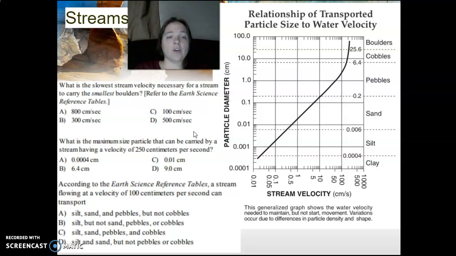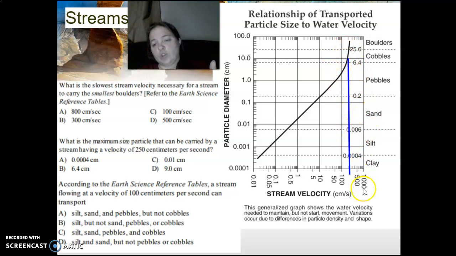All right, so I've gathered a couple of Regents questions that have to do with this diagram, this table, this graph. You could be taking the Regents and it'll ask you, what is the slowest stream velocity necessary for a stream to carry the smallest boulders? So I'd go right here to the lowest end of the boulders. That's the high end, this is the low end. And I would make a line with my paper, pencil, something with a flat edge, and make a mark.